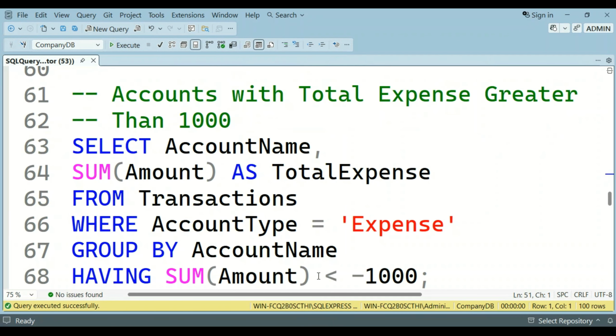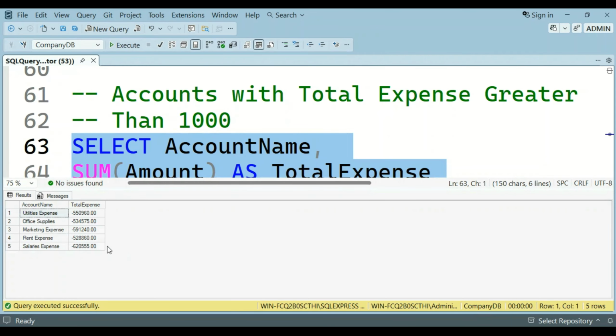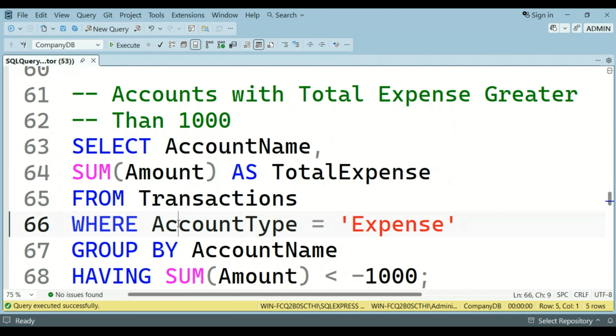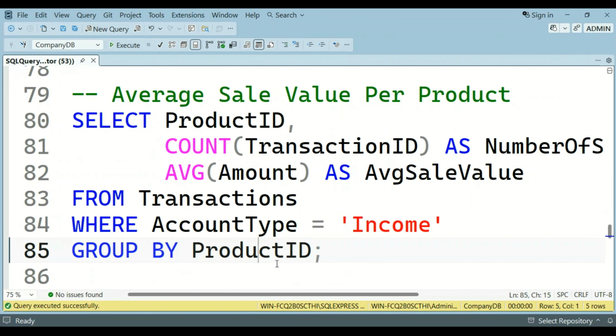Query number 5. Which accounts have total expenses greater than 1000? Because expenses are stored as negative amounts, we use HAVING SUM(amount) less than -1000. This identifies accounts where spending exceeded 1000 in absolute terms. This is very powerful for internal control. Management can quickly identify cost heavy areas and investigate further. It replaces manual Excel filtering with automated SQL analysis.